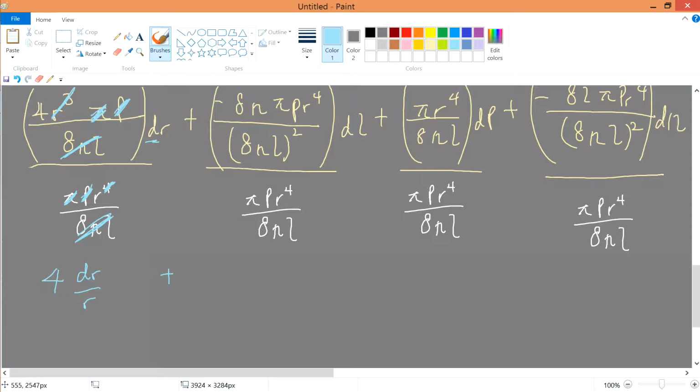Okay, plus, now let's change to a different color. I cancel away the denominator, so I cancel away the square, and this thing is gone because denominator and denominator cancel. And then p r^4 and p r^4 cancel, pi cancels, and we have left over 8n over 8nl, right? So this 8n and 8n cancel, so we have minus dl over l.